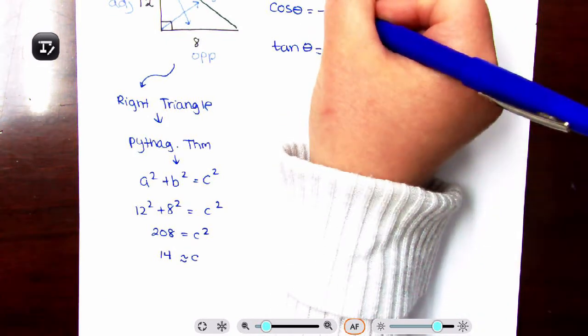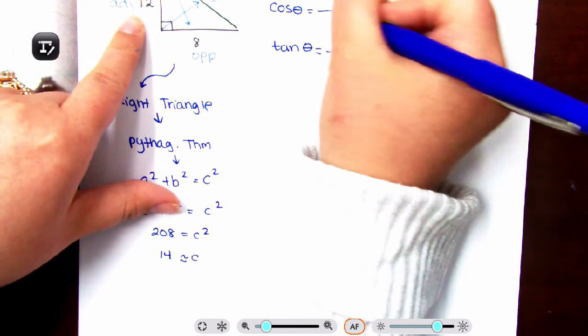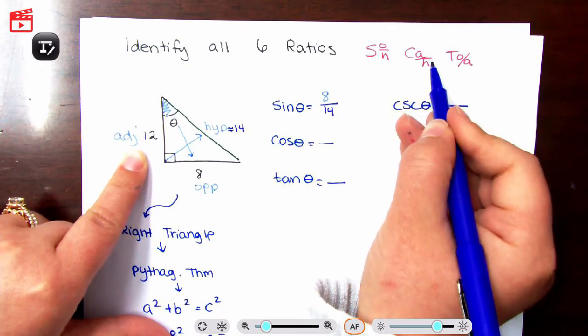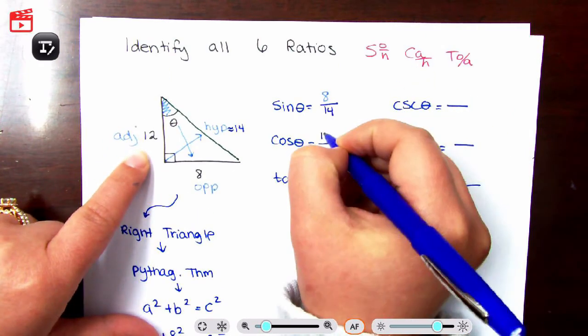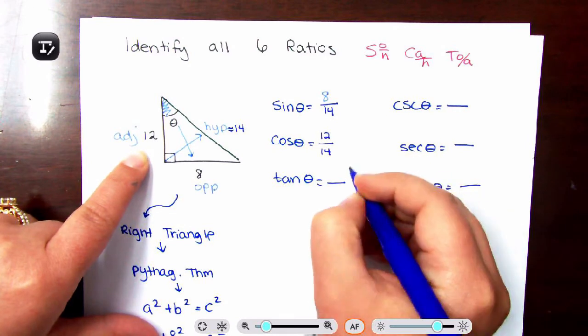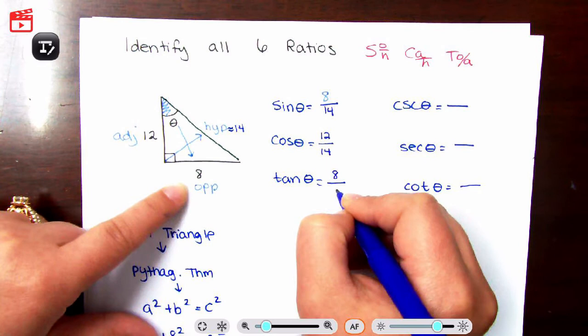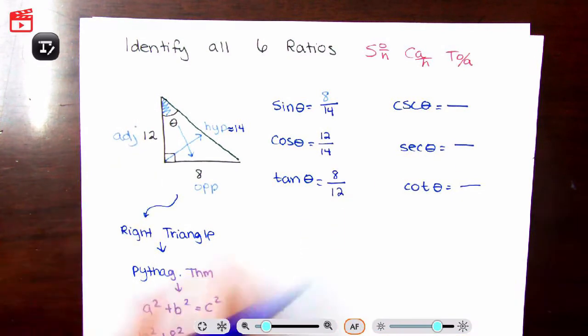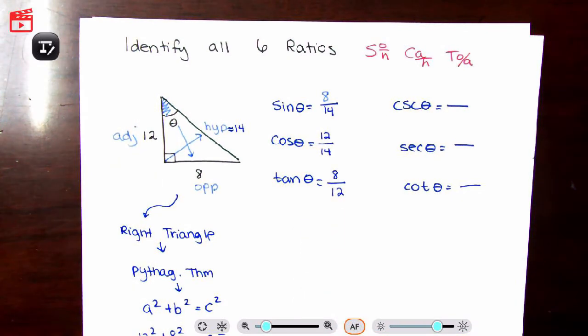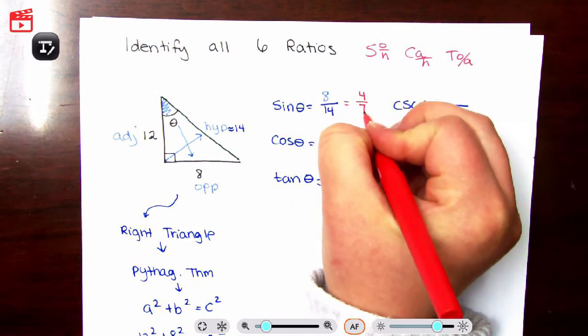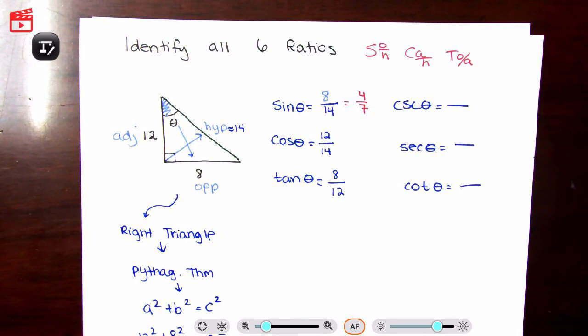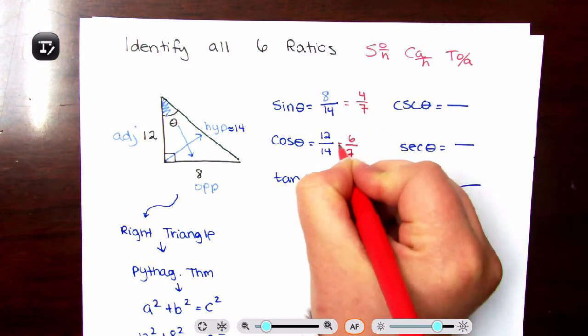Cosine, where's cosine? Cosine is adjacent over hypotenuse. Adjacent is 12. Hypotenuse is about 14. Tangent is opposite, which is 8, and adjacent, which is 12. Now I'm going to go in and simplify these fractions. You want to make sure to simplify all of your fractions all of the time. If you need to rationalize the denominator, please rationalize the denominator. So we have here 4/7 simplifying. Then we have 6/7.